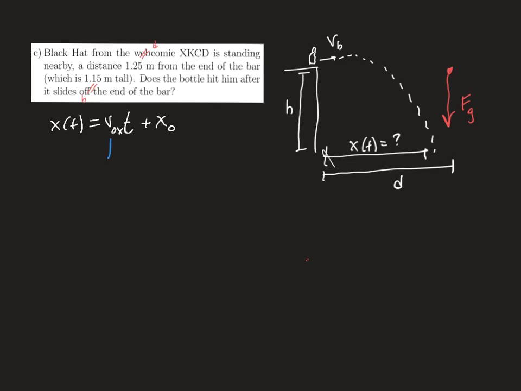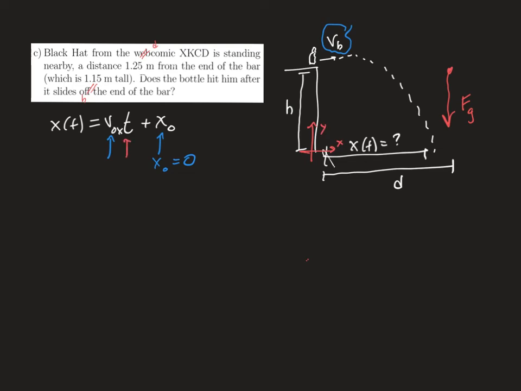We have the initial velocity in the x direction. That's the initial velocity from part B. We know the initial position. We can just pick the initial position to be 0. That's sticking a coordinate system right here. I haven't picked that the bottom is 0 for h yet, but I'm going to do that. So let's stick the coordinate system right there. But we actually don't know what the time is.